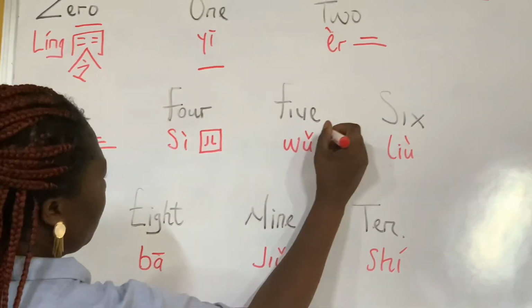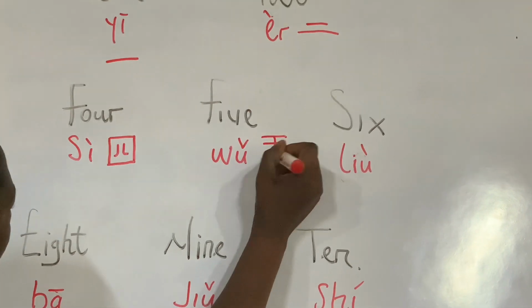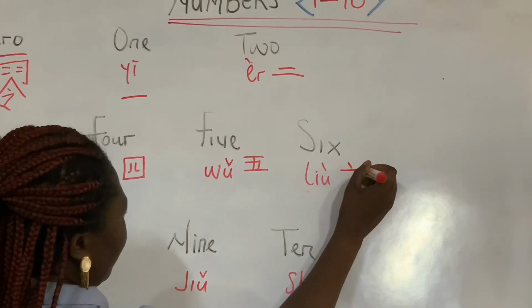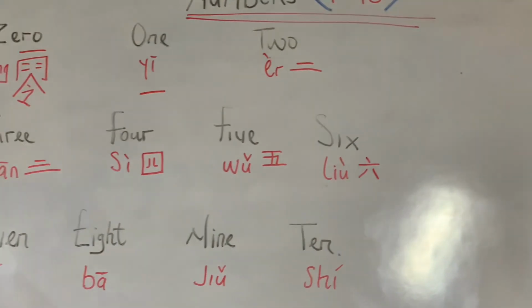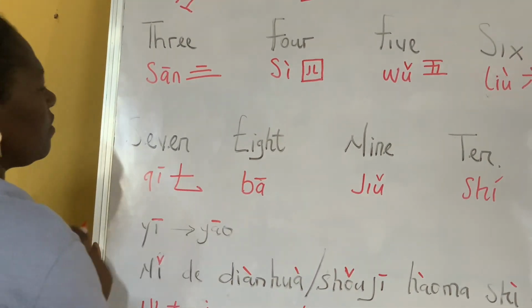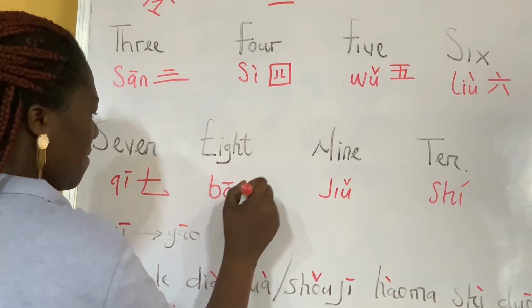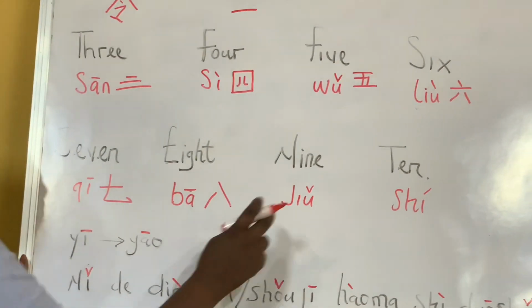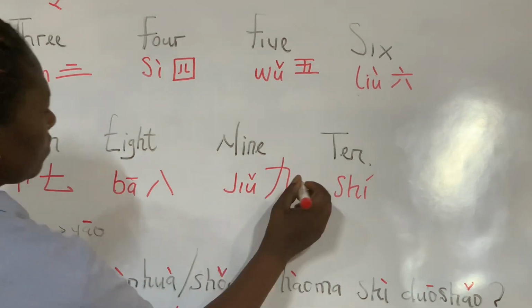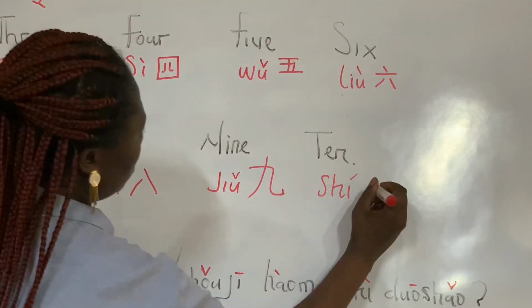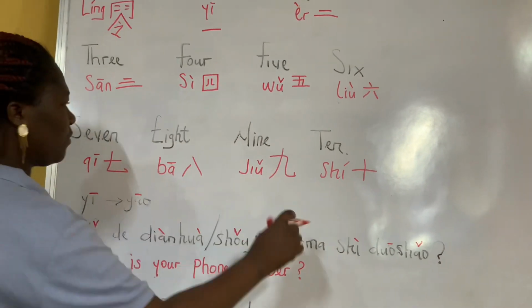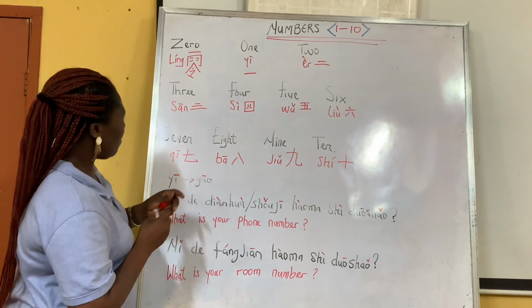Then wu. Liu. Qi. Ba. Jiu. Shi. Shi is the easiest. Yes, a horizontal and a vertical stroke. That's for shi. Okay, let's go one more time.